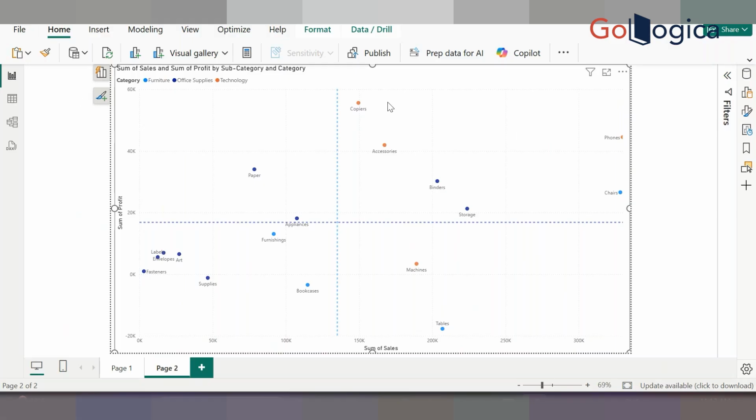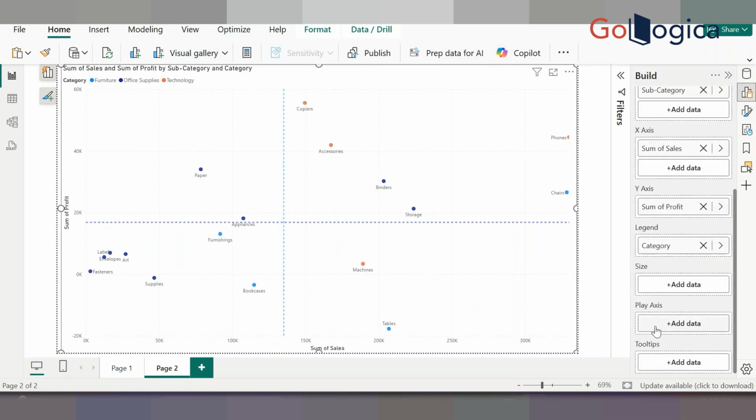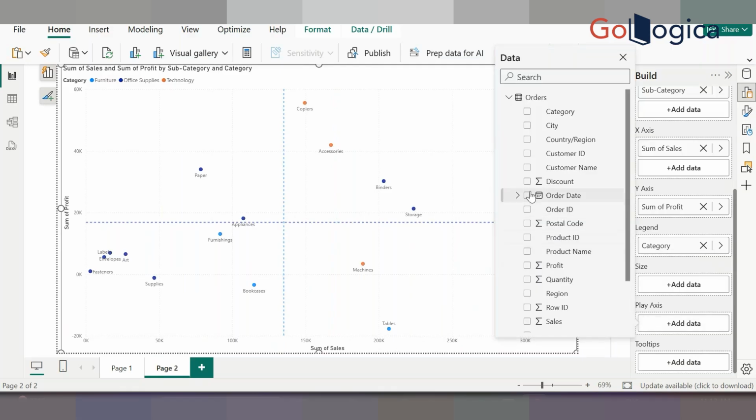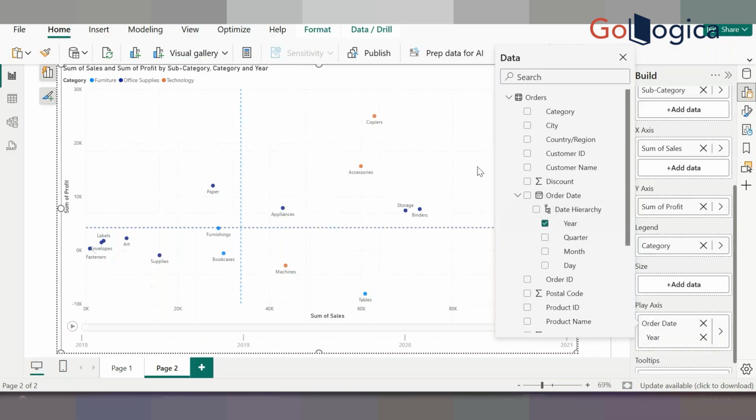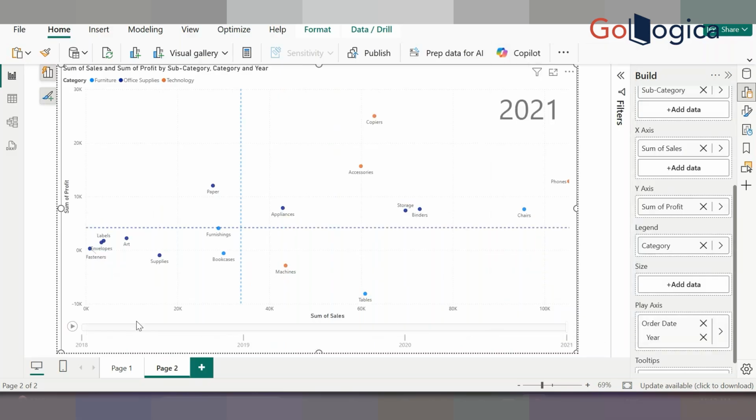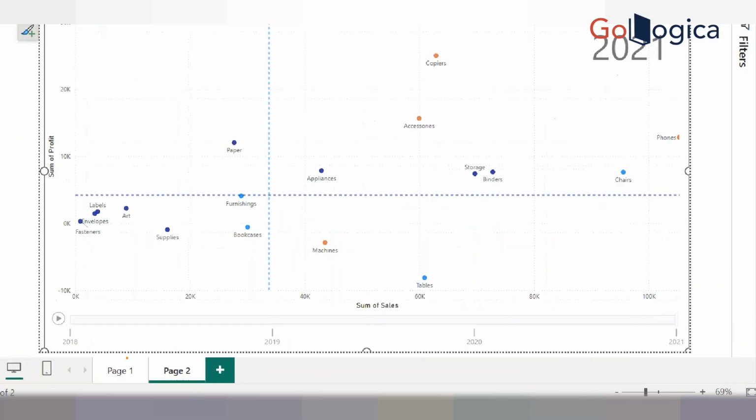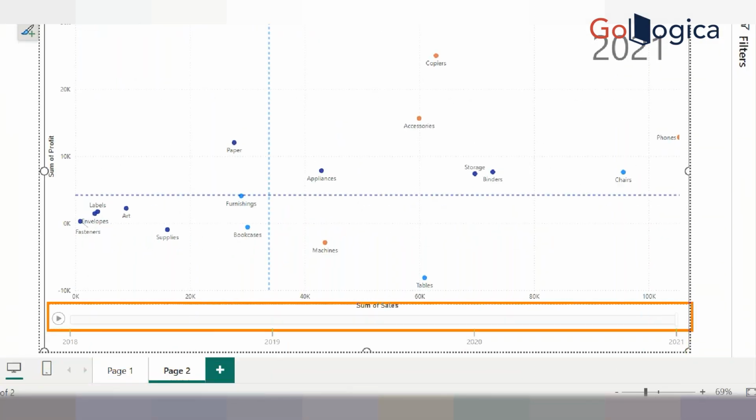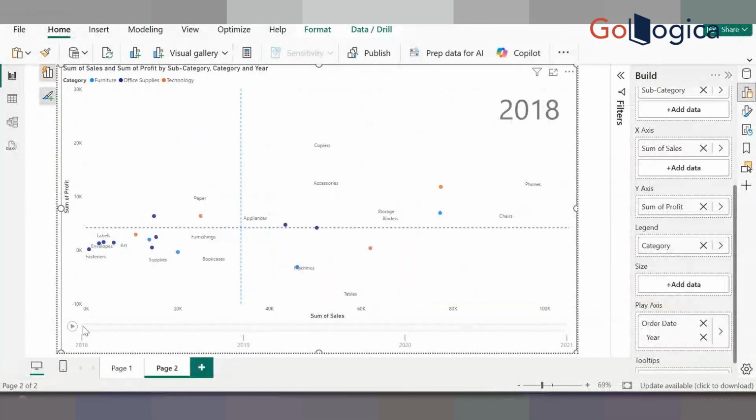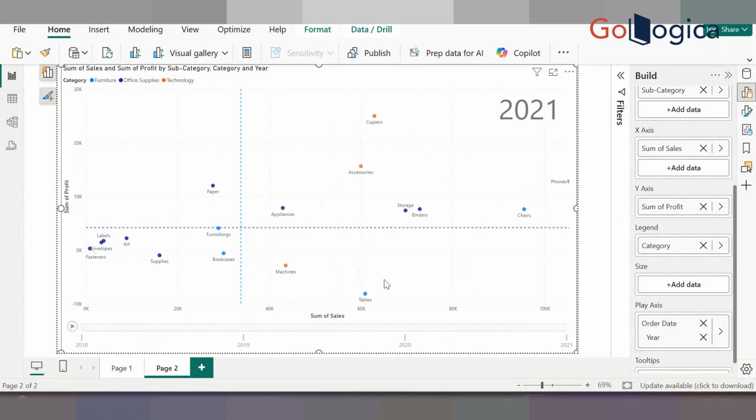Apart from this, in this particular chart you can even add animations. I'll go to the build, where we have something called the play axis. I'll add the order year. We have four years, and you can see at the bottom the play axis: 18, 19, 20, 21, and you can start playing this. In 18, what has happened? You just hit play and it keeps playing 18, 19, 20, 21.